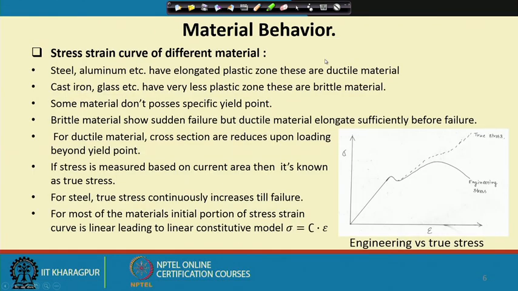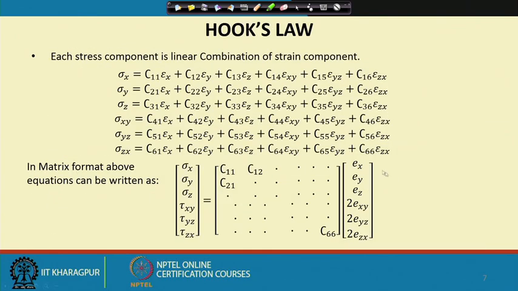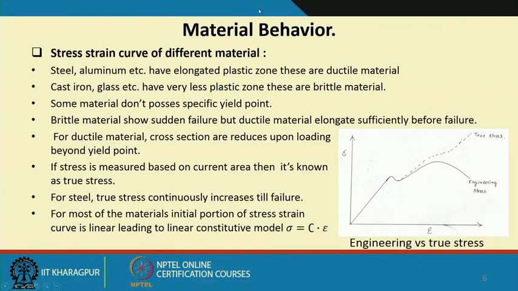Naturally, steel and aluminum will behave in different ways. This yield plateau, or elongated plastic zone, is what we have if the material has elongated plastic zones. If a material shows a significant plastic zone, then this kind of material is known as ductile material.